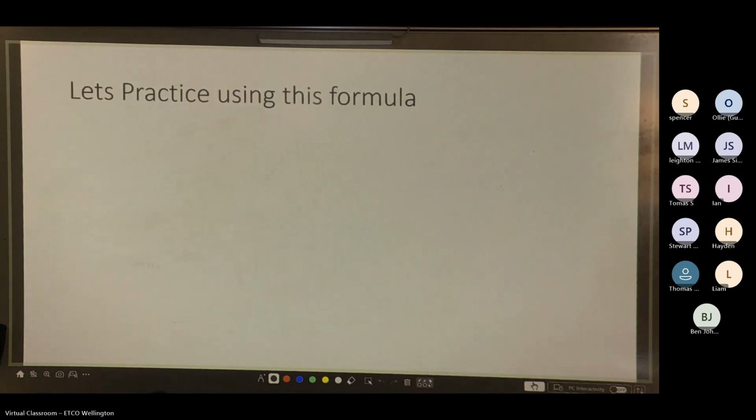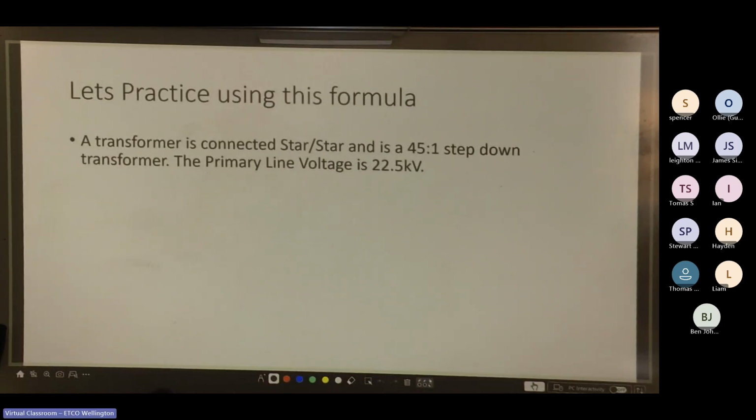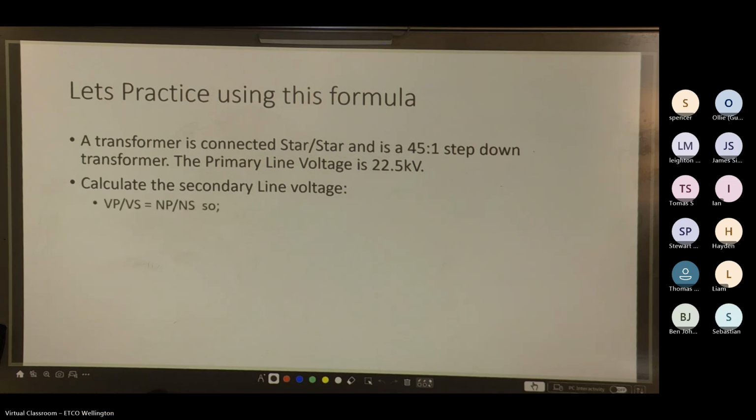Cool. Let's practice using the formula a little bit. So a transformer is connected star-star and is a 45-to-1 step-down transformer, and the primary line voltage is 22.5 kV. So first, we need to calculate the secondary line voltage. So we know that voltage primary over voltage secondary is equal to the number of primary turns over the number of secondary turns. So we can take the primary voltage and divide it by the number of primary turns.